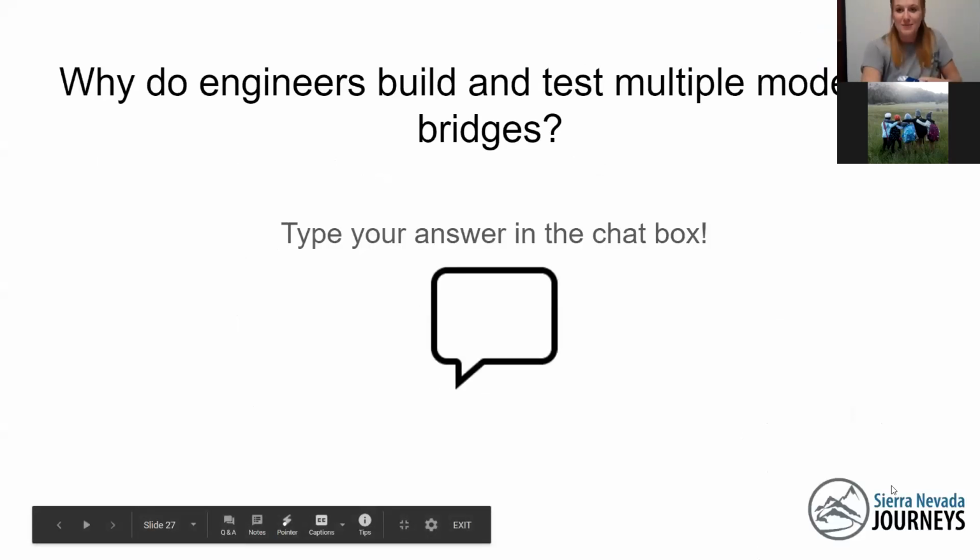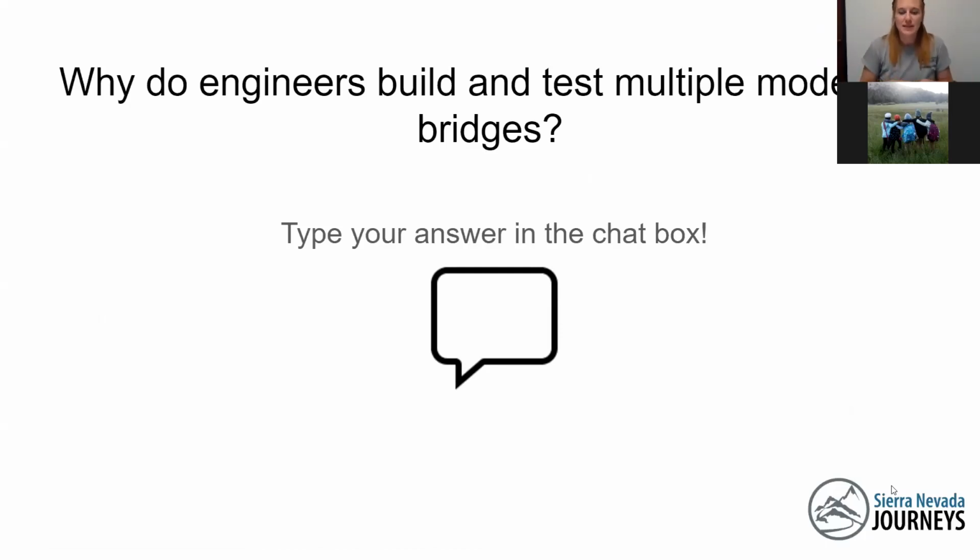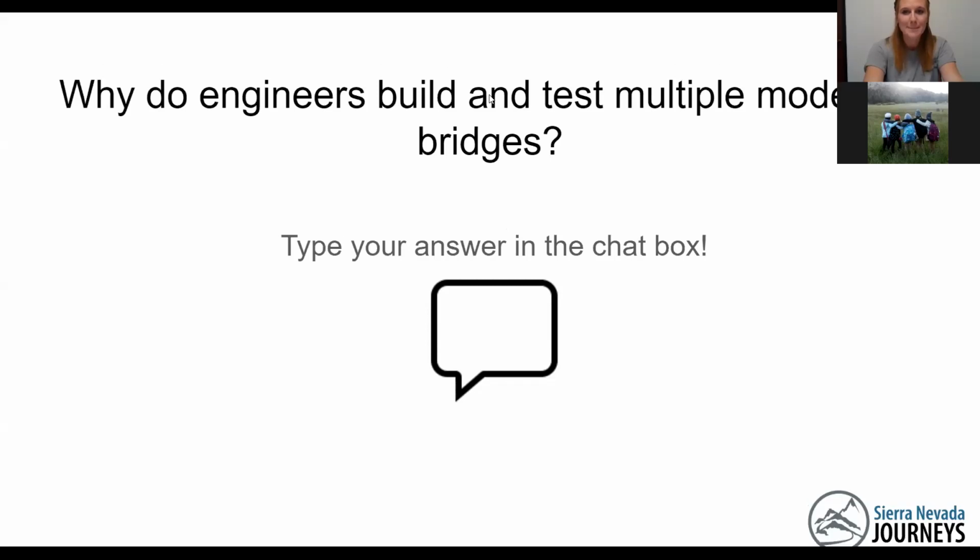Now, before we say goodbye, I would love to know, why do you think engineers build and test multiple models of bridges? Why did we not stop building after our first one? Why did we build a second bridge? Go ahead and type your answer in the chat box. Why do we think engineers build and test multiple models of their bridges?